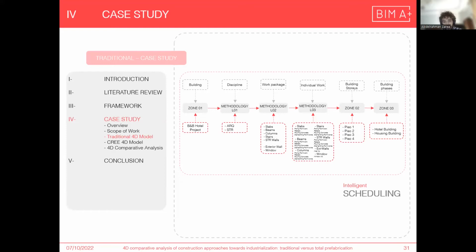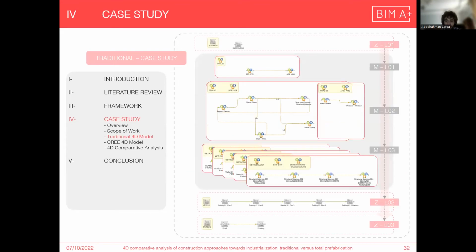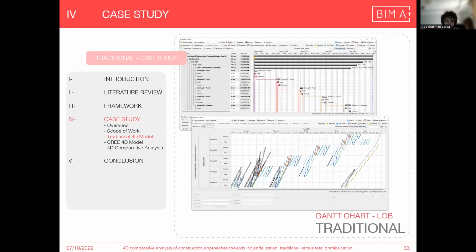such as structural work packages, such as slabs, beams, columns. And methodology level 3 will be the individual works inside work packages. And zone level 2 will be the building stories. And zone level 3 will be the horizontal spatial distribution, which is hotel building, then go to housing building. And here is the workflow inside Bexel to create the methodologies and create zones and define the relationships between the work packages and each individual work inside work packages.